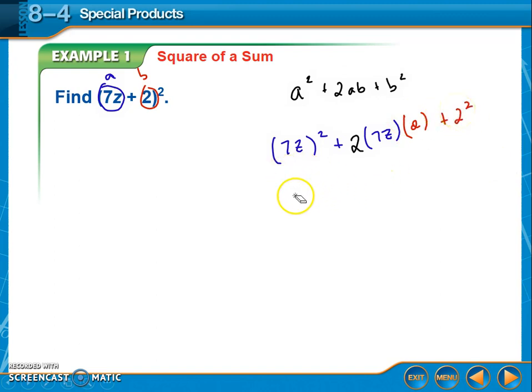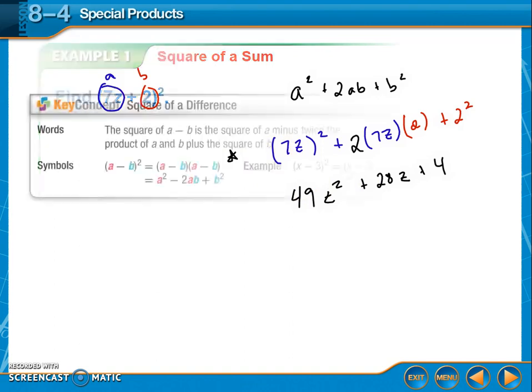So then we just want to go through and simplify all of this. So 7z squared is 49z squared plus 2 times 2 times 7 makes 28, and z is still there, and then plus 4. Okay, you don't have to necessarily write this step here if you can do it in your head. I'm just showing you what the process was.